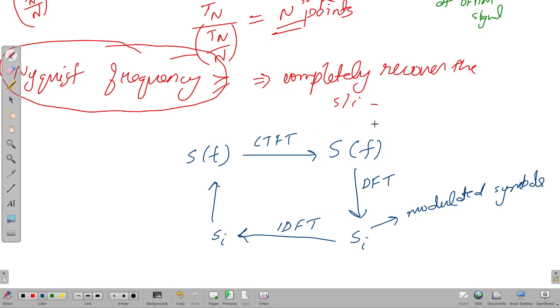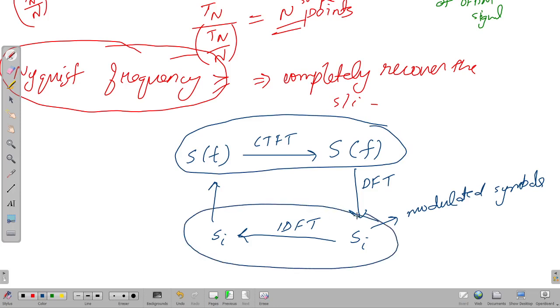In multicarrier modulation, we were dealing with this conversion, but in OFDM we are now doing this. From the frequency domain, we do an IDFT to get the time domain samples, and from the samples we are able to recover the original signal S of t by using a digital to analog converter. So this is the idea of OFDM, and we just saw that graphically.